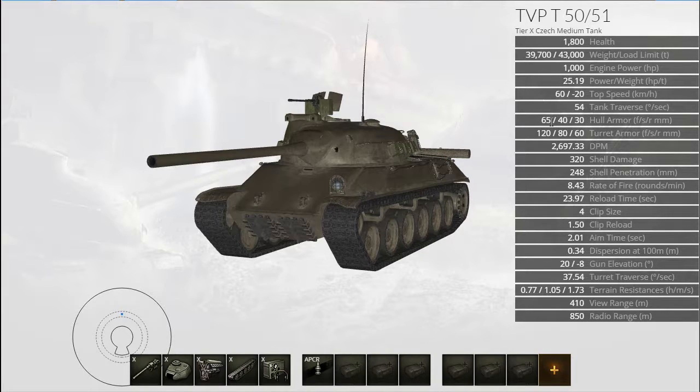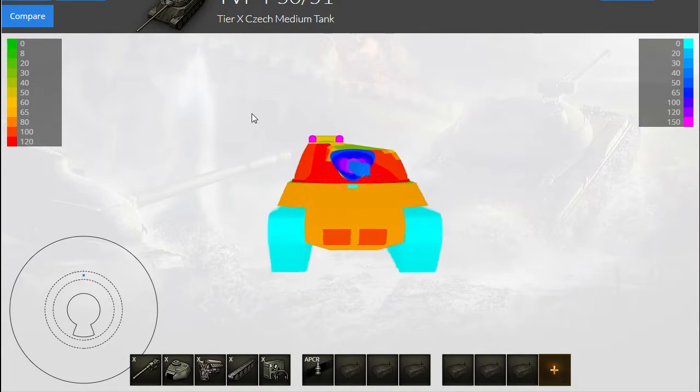Numbers wise, 65 on the front of the hull, and 120 on the front of the turret, and 80 on the side with the 60 on the rear. That's the same as its predecessor in Tier 9, so it looks like the armour hasn't really gone up much. Wow. Tier 10s tend to be not very much different from Tier 9s. We'll have to look at the 3D model to have a closer look.